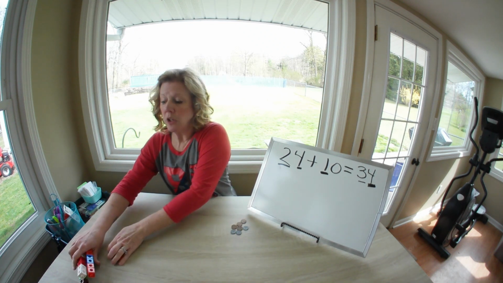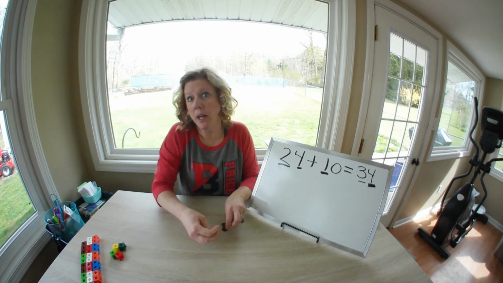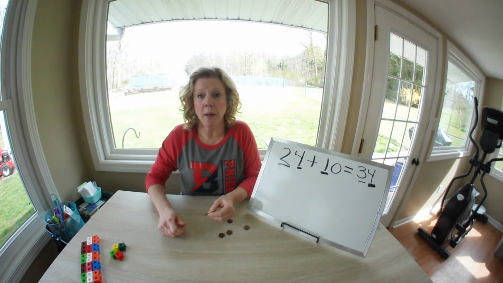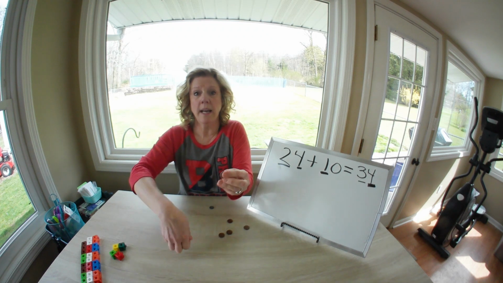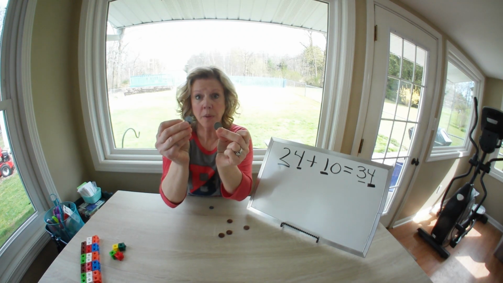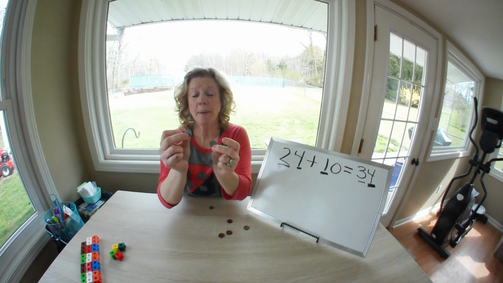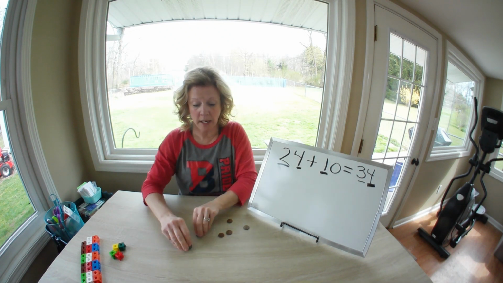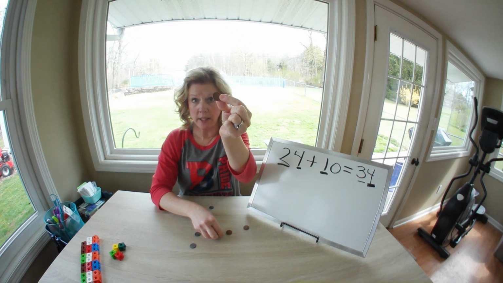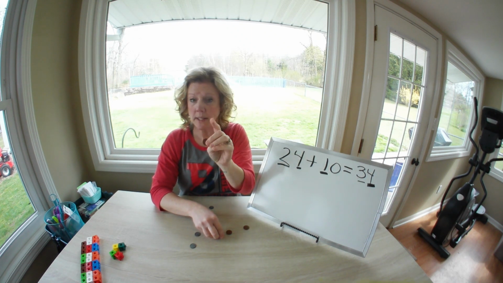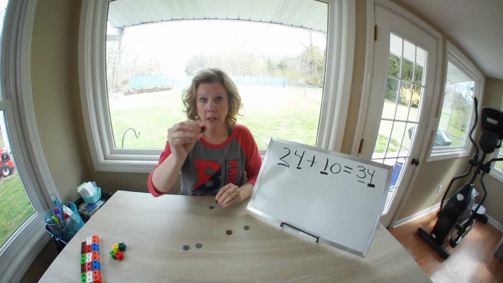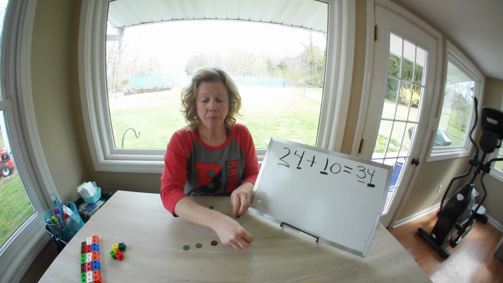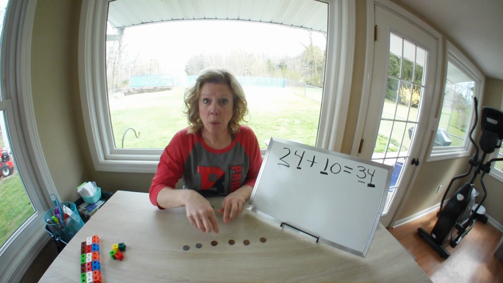Now what I'm going to do is I'm going to use money. And we always use money. You're going to use money for the rest of your life. Okay? So I'm going to start off with 2 dimes. Do you remember how much a dime is worth? If you said 10 cents, you're absolutely right. So I have 2 dimes. So I have 10, 20, and now I have pennies. I have 4 pennies, which are worth 1 cent. So I have 10, 20, 21, 22, 23, 24. So I have my 24 cents.